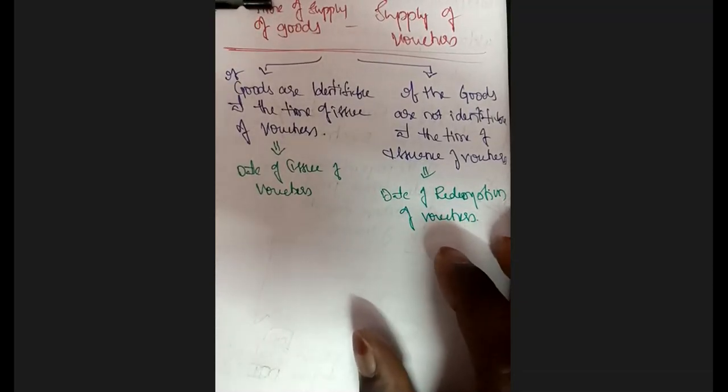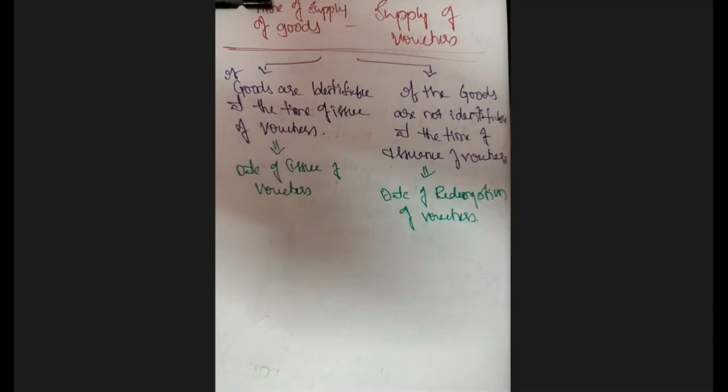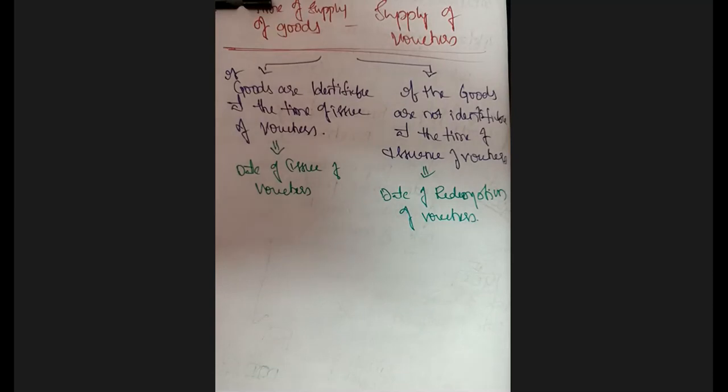Are you following now? Understood, sir. So if the goods are identifiable at the time of issuance of voucher, that is, you must buy only this product and the voucher is eligible only for this product, then the date of issuance of the voucher is the time of supply.